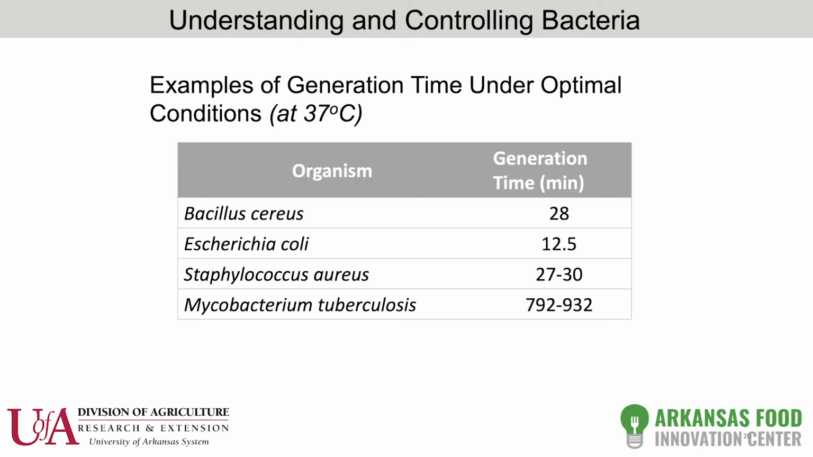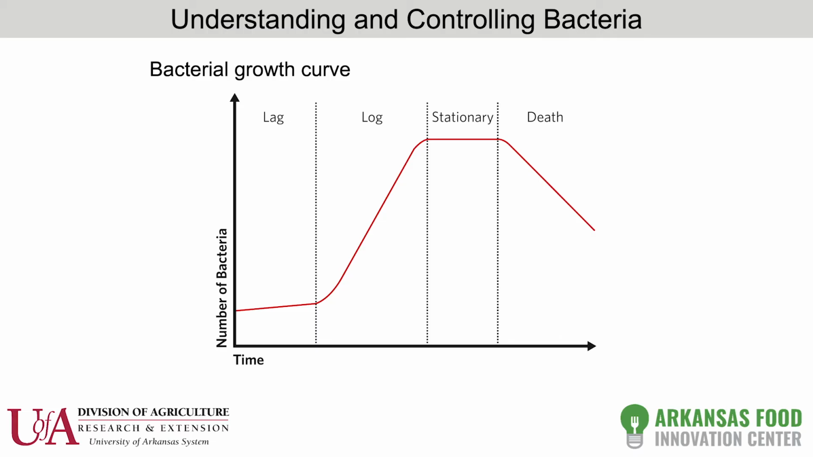Examples of generation times under ideal conditions at 37 degrees Celsius for some bacteria are shown on this slide. This chart points out the ranges of time a processor may be dealing with when working to prevent bacterial growth, highlighting the importance of making efforts to limit the amount of time foods are held in conditions that might encourage bacterial growth.